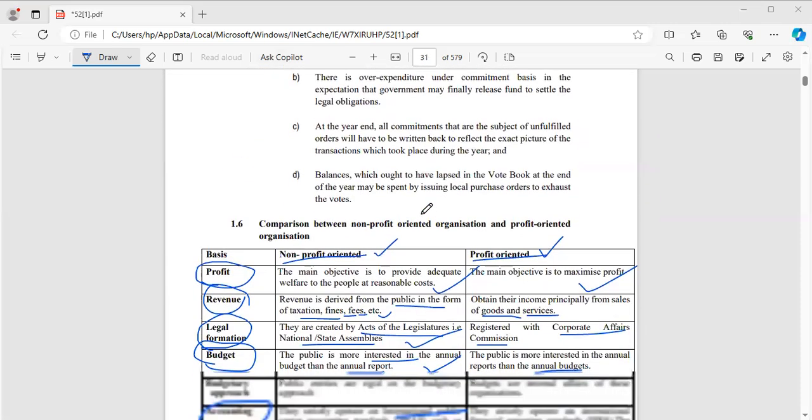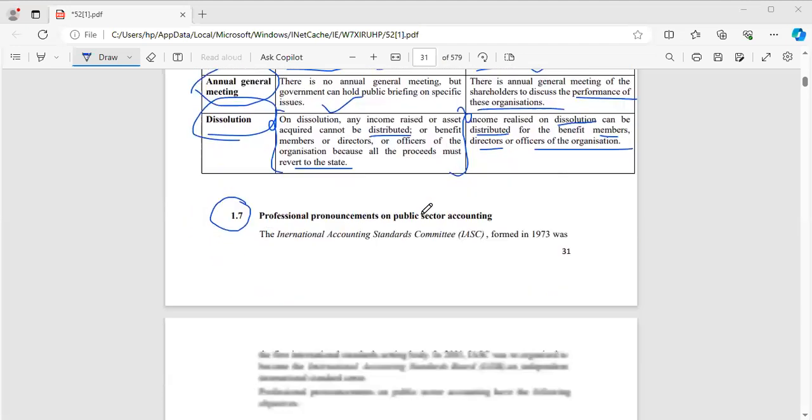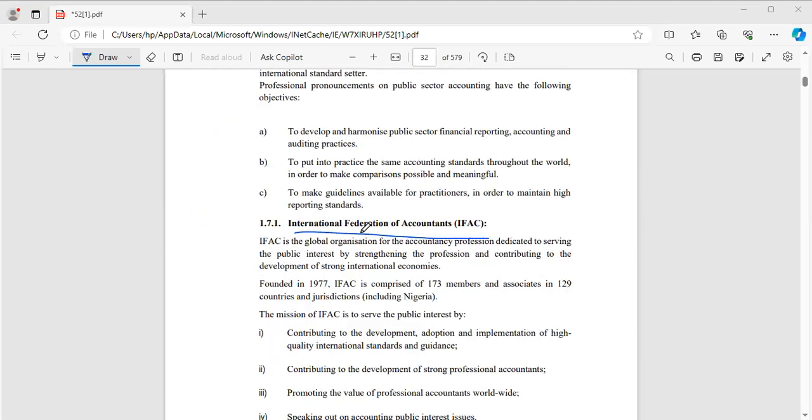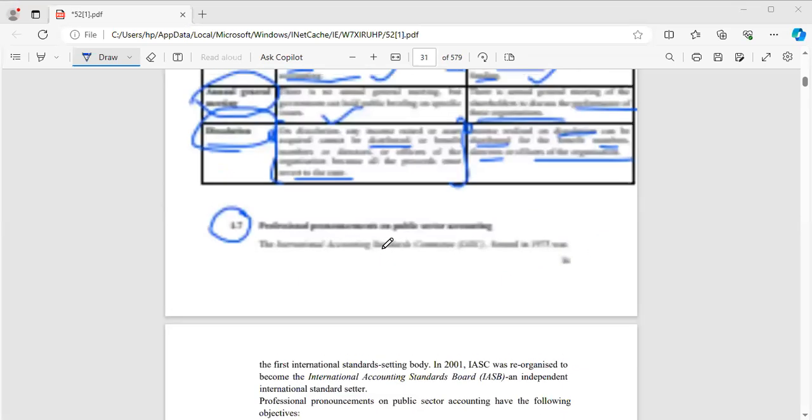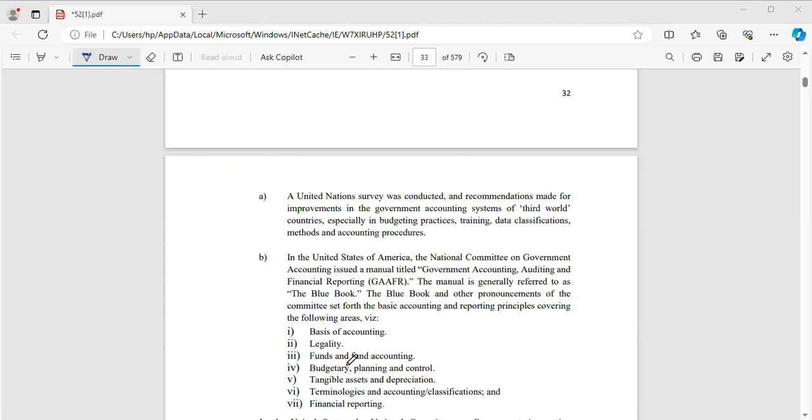It's very interesting. You would not find it easy, or you will not find it funny when you reference this course. So please go to this International Federation, all these parts that I did not touch from 1.7 downward, and answer the questions that follow.